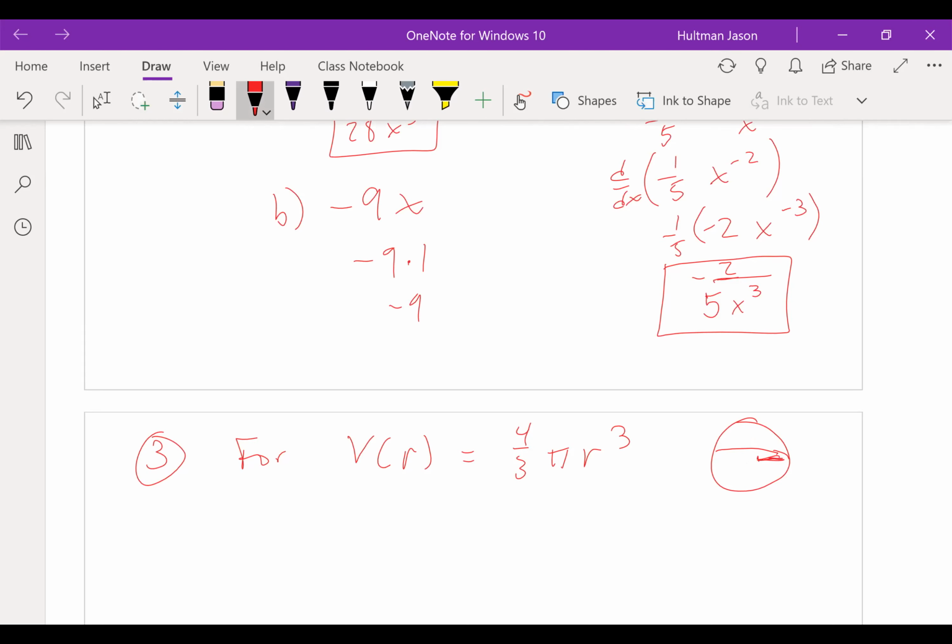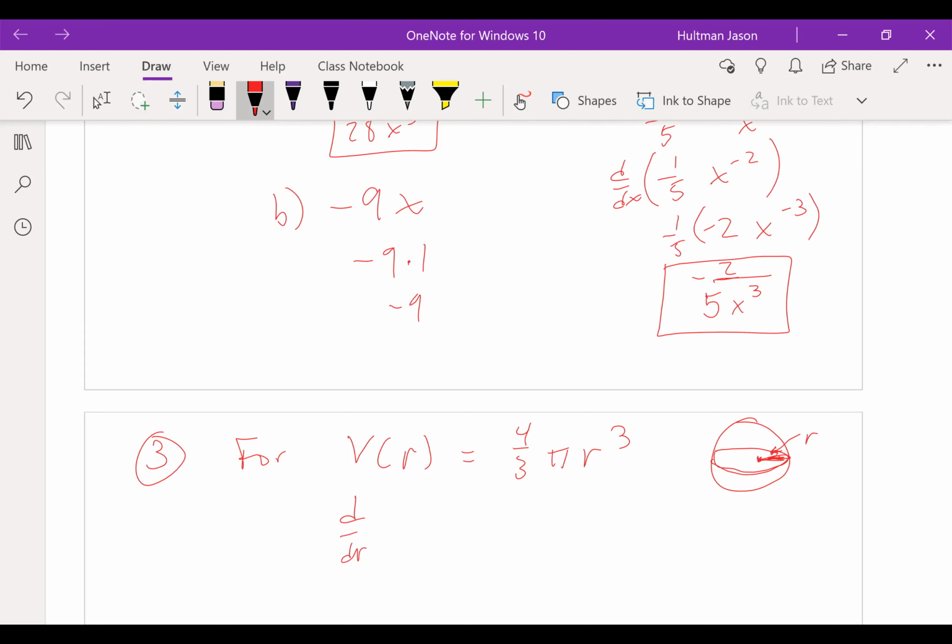Well, whatever. It's just based on R. Okay, so as the radius gets bigger, the sphere gets bigger and the volume gets bigger according to this formula. So we want to take the derivative with respect to R here.